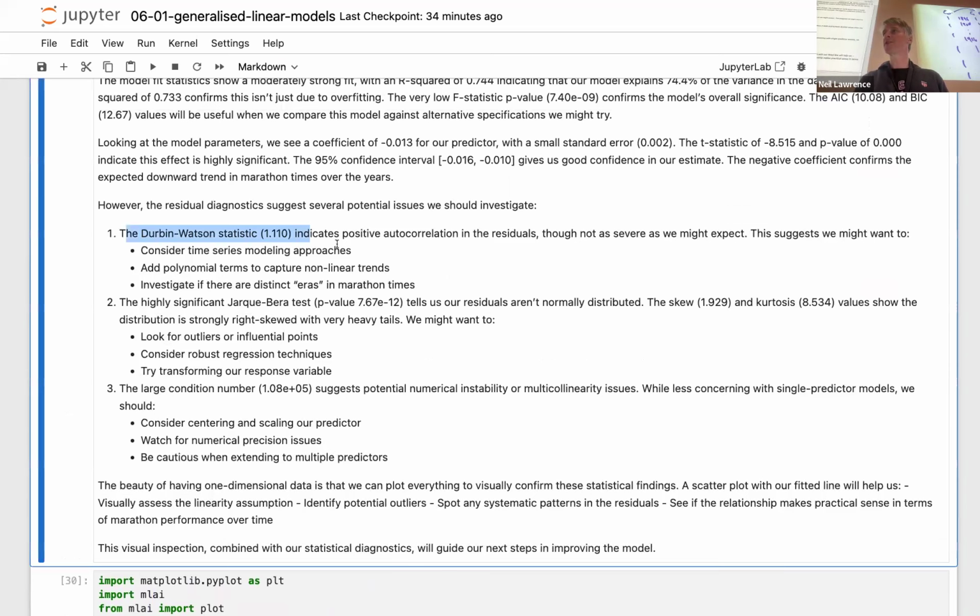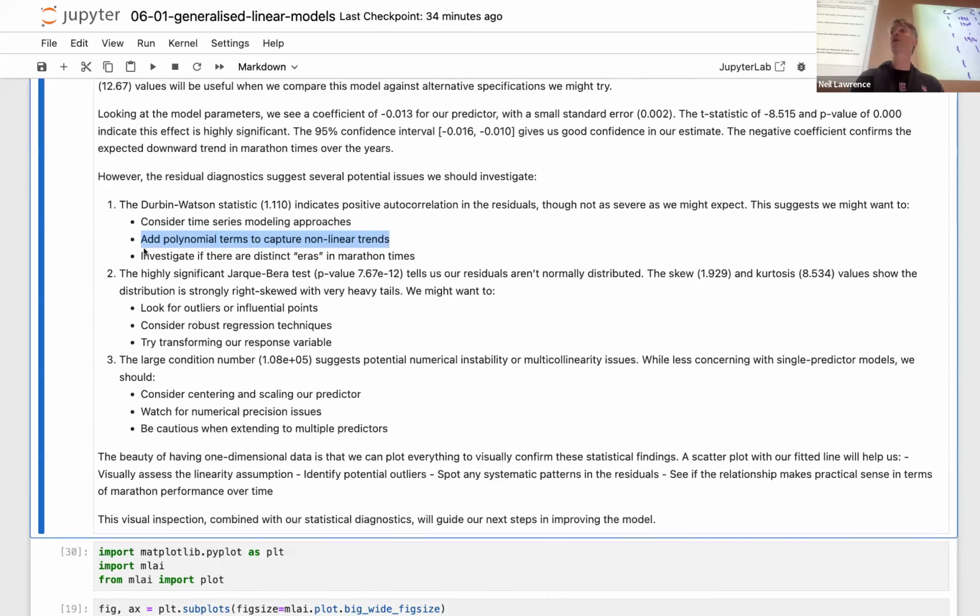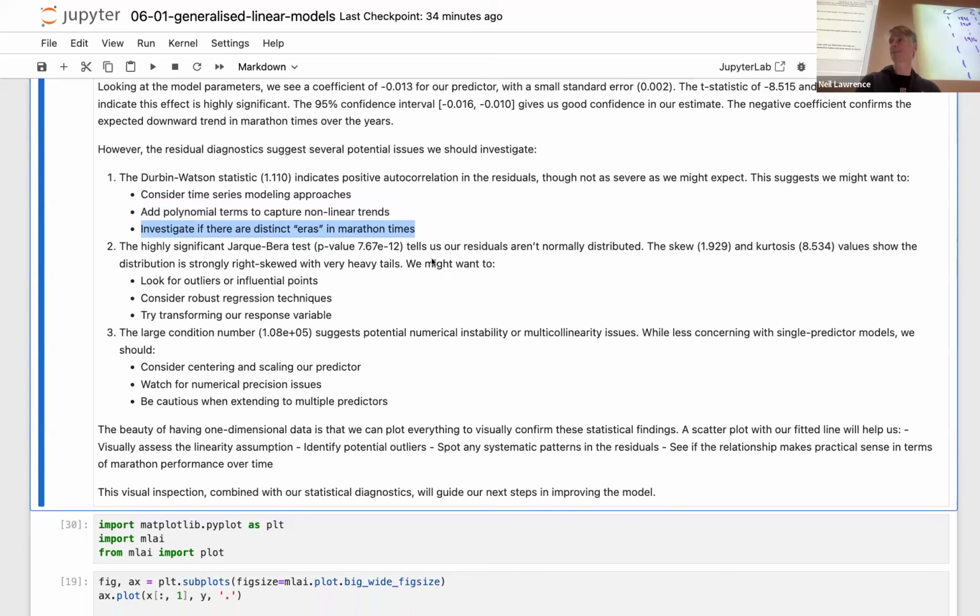The Durbin-Watson statistic indicates positive autocorrelation. What does that mean? Positive autocorrelation in the residuals means that they're not independent, right? Yet our model is saying they're independent. And so it's saying, well, consider maybe it's a time series. Maybe you need polynomial terms, right? And of course, this is the one we did. There are different eras in marathon times. So that's what we fixed it up for.